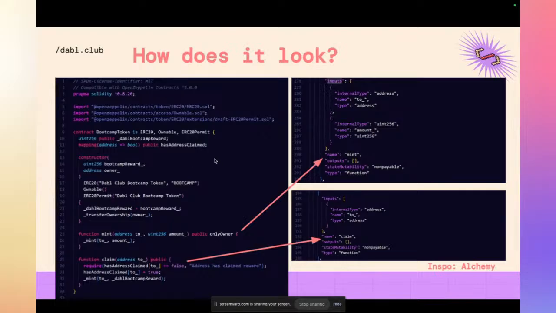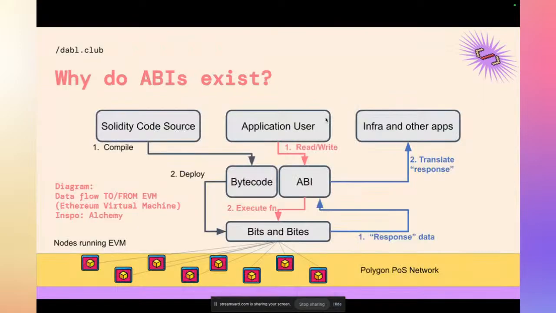On the left is the Solidity code, and on the right is the JSON file that is generated as an ABI. And this is a small diagram of how it looks. So we're going to do this right now.